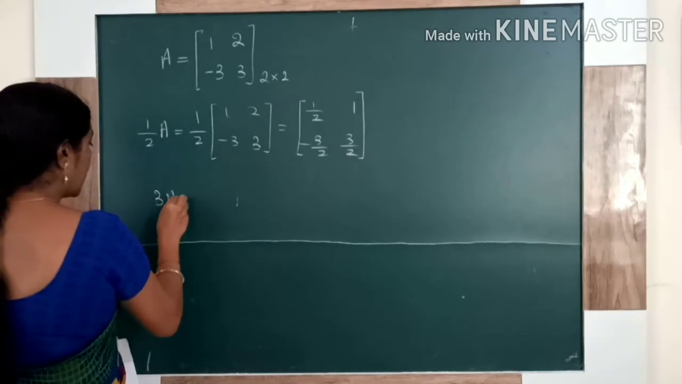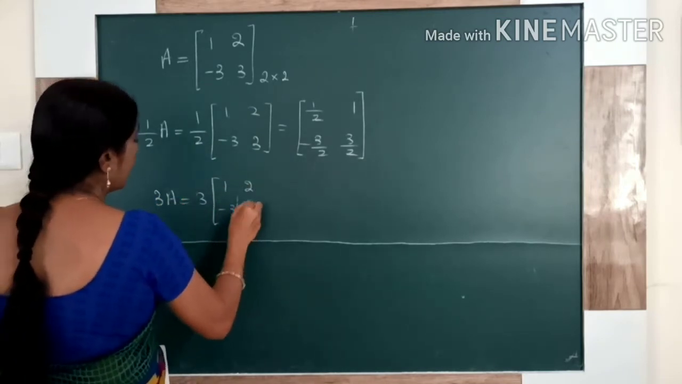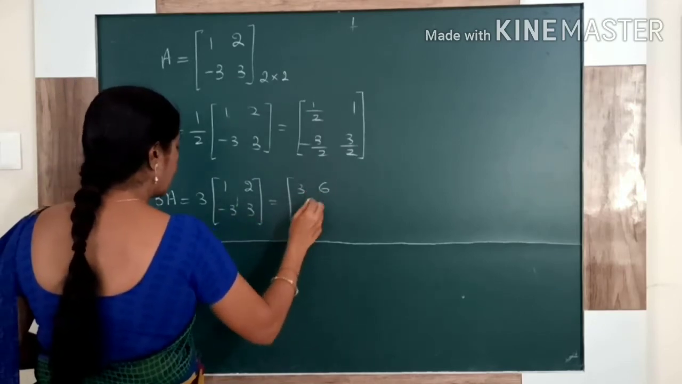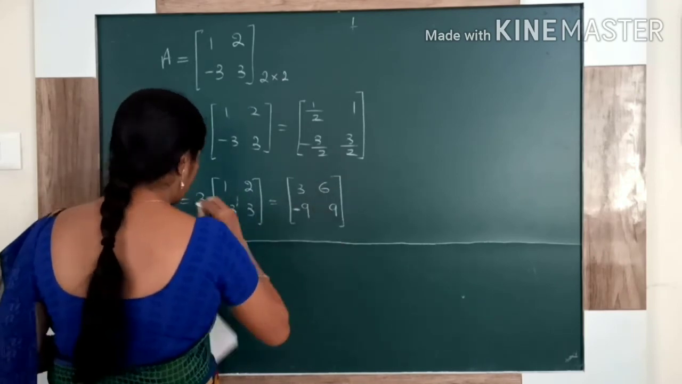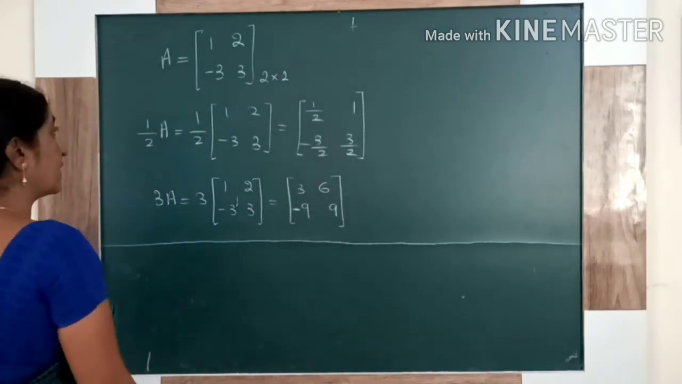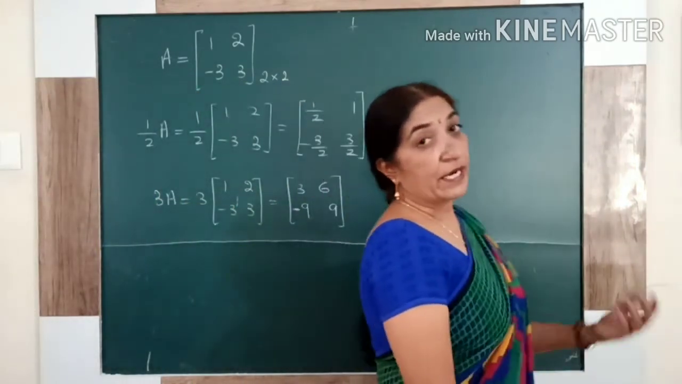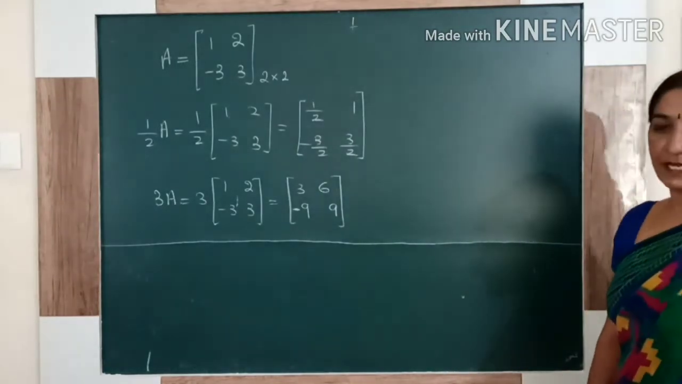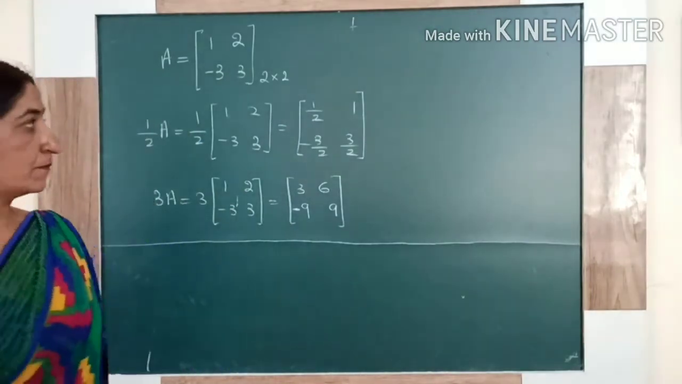Suppose you want 3A, each number is multiplied with 3. This is scalar multiplication. So first what you learn? You learn the addition of matrices. The next one is scalar multiplication. Next I am giving you the negative of a matrix.